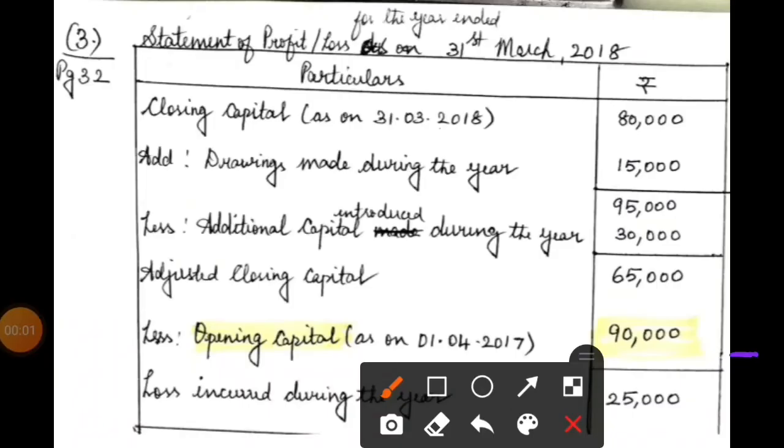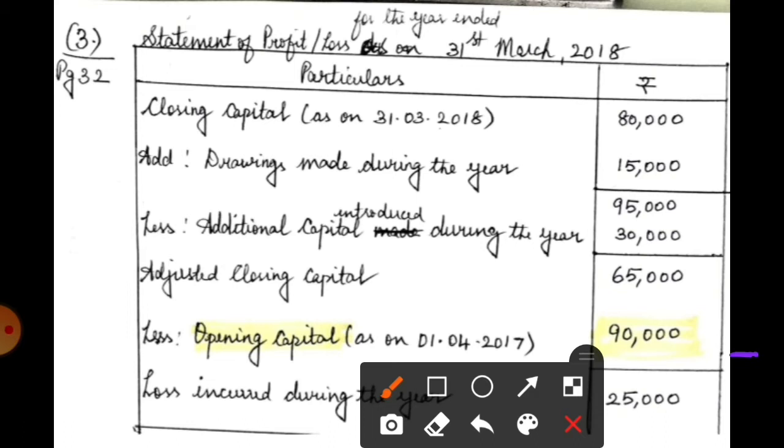Begin the solution by giving the heading as Statement of Profit and Loss for the year ended 31st March 2018. Let us begin with the particulars column. So how do we start? Write the format that you have learned already, completely, without leaving any information. So we begin with the closing capital. I am just mentioning the particulars, keeping the amount column completely blank initially. Don't look at the amount side. I'm just talking about first what to do.